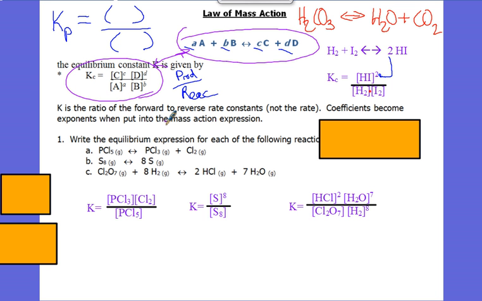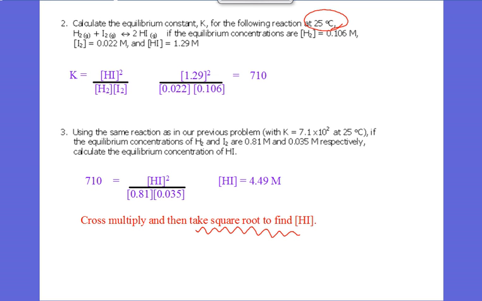Where did these superscripts come from? They are the coefficients. So you look at the equation, you grab the coefficient, that becomes an exponent. Eventually we talked about solids and liquids. We'll get there in a second. Then we said, hey, what if there's numbers? We could plug numbers in and solve for a constant.